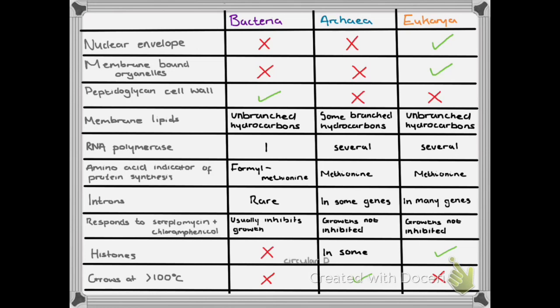Another feature that's unique in between all 3 of them is regarding histones. Your bacteria have DNA that isn't associated with histones. Your archaea can have DNA that's associated with some histone-like proteins. And then in your eukarya, it is associated with histones. And then one thing that's unique for your archaea, because again, as you'll probably remember me mentioning, the extremophiles, they can grow in places that are above 100 degrees Celsius, whereas your bacteria and your eukarya cannot really grow in such extreme temperatures.